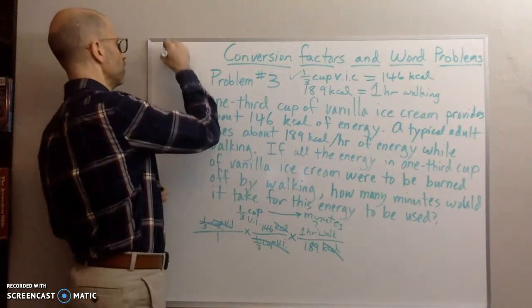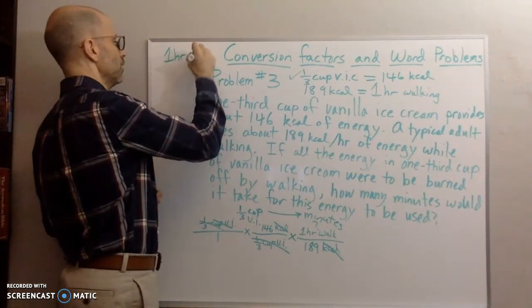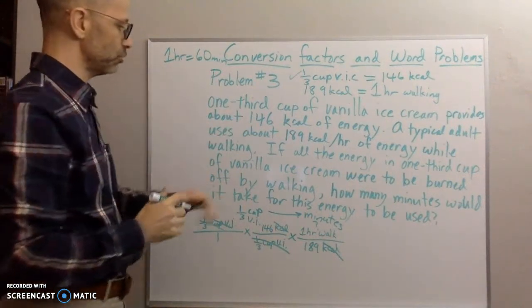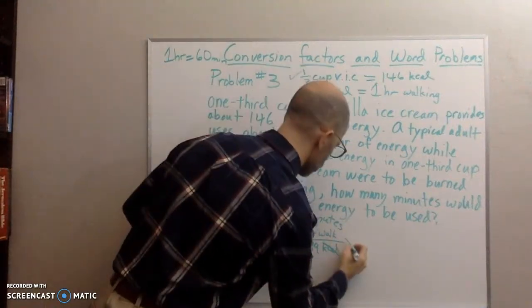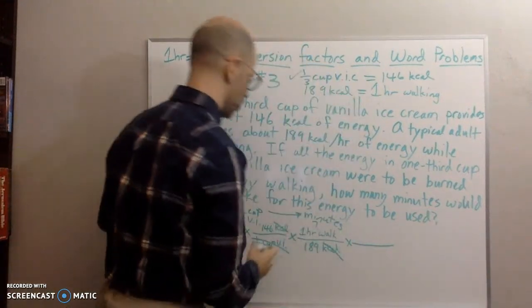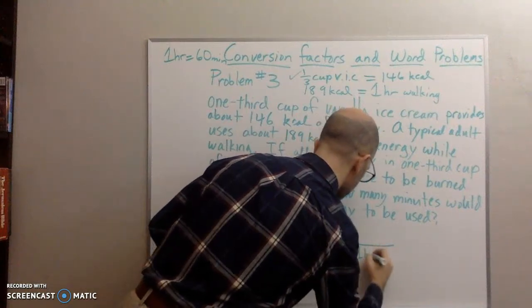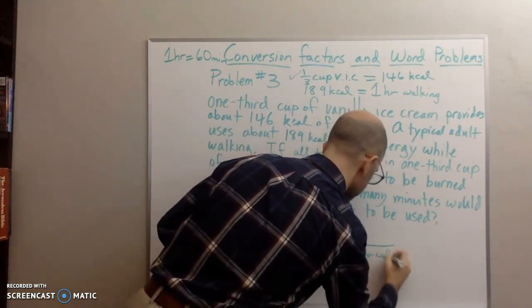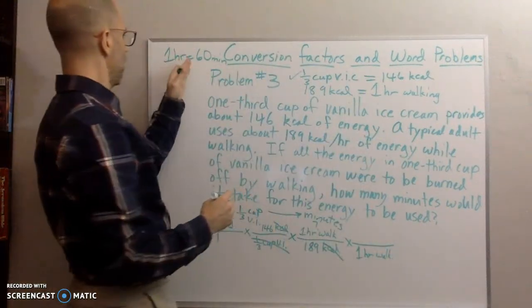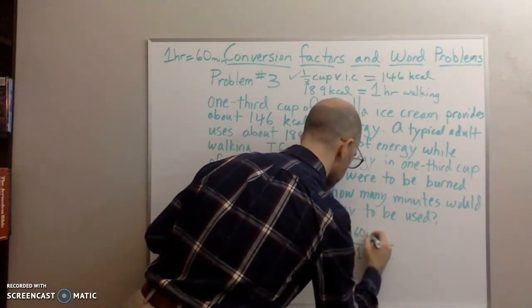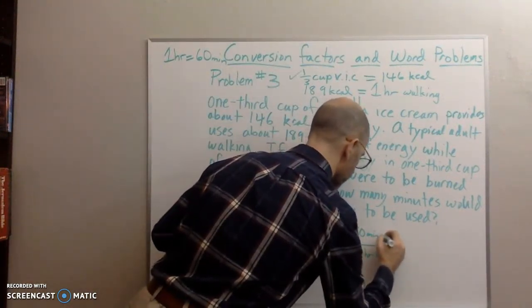1 hour is equal to 60 minutes. I can use that to convert to minutes, so this will be my final one. I'm going to put 1 hour of walking on the bottom and 60 minutes of walking on the top.